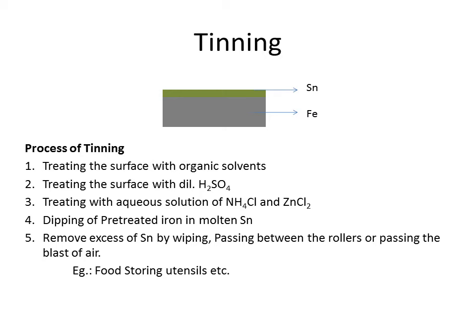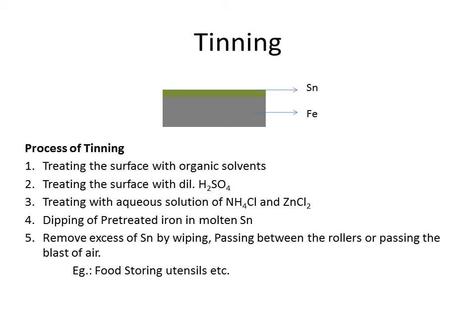Now we will see how the process of tinning takes place. It is exactly similar to what we discussed in the previous slides, that is galvanizing. The first three steps are similar: pre-treatment of the iron sheet, that is treating with organic solvents, followed by dilute sulfuric acid, then rinsing with water, and then again treating with an aqueous solution of ammonium chloride and zinc chloride. After the pre-treatment is over, the iron sheet is dipped in molten tin. After dipping, a layer of tin develops on the surface of the iron sheet. If an excess amount of tin has been deposited, it can be wiped off, rubbed off, or removed by passing a blast of air.